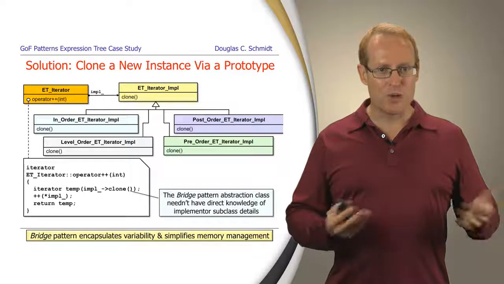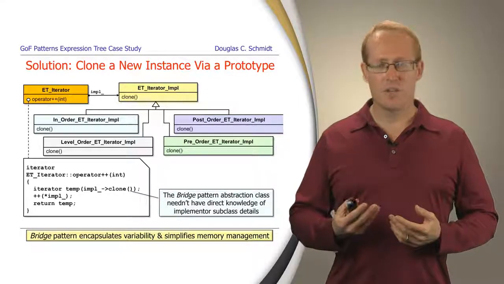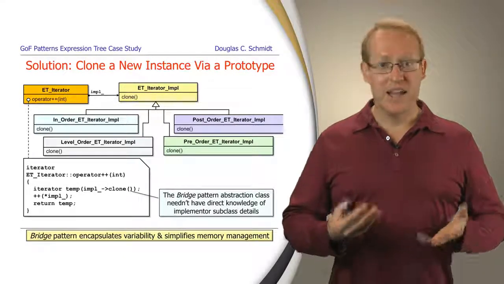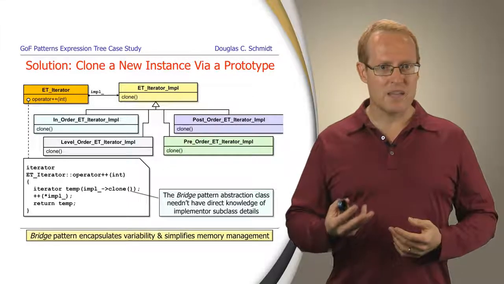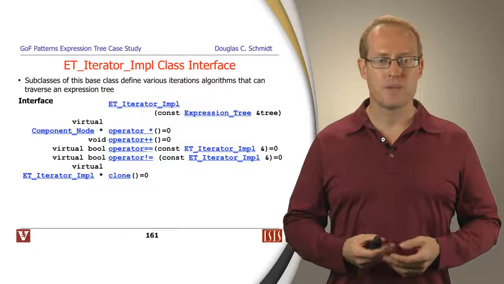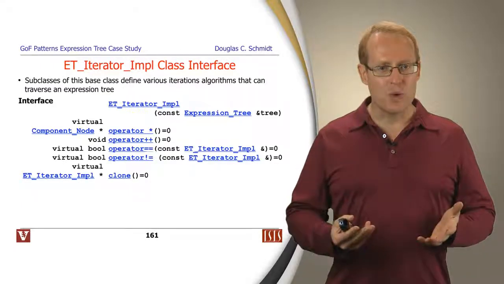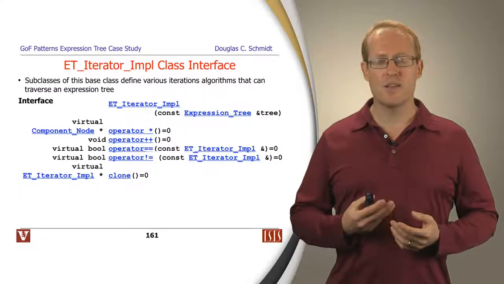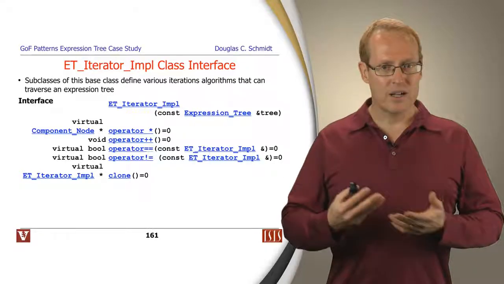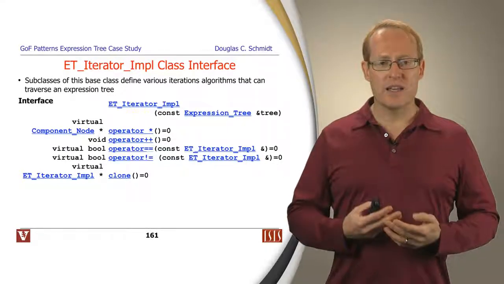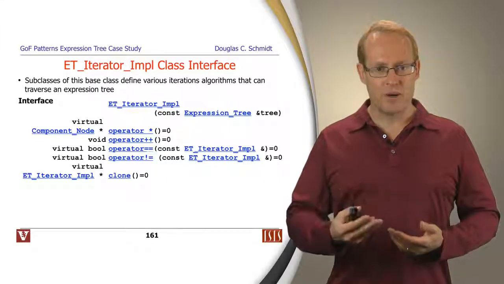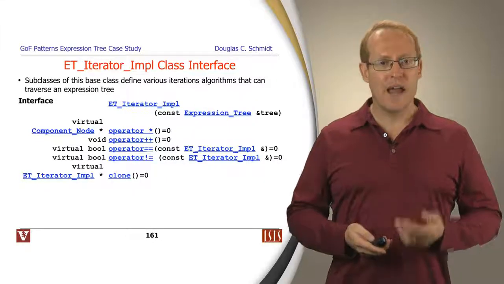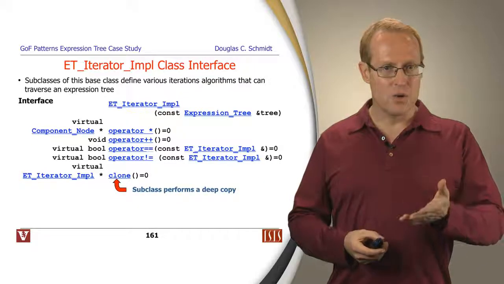As always, we use the bridge pattern to encapsulate variability, to simplify memory management, and in this case, to be able to make things work seamlessly in the context of value-based STL algorithms and containers. So the way in which this actually works, if we zoom down a little bit into the ET iterator impl class itself, we see that it has those operations for iterators like plus plus and operator dereference and so on. And then it also defines this clone hook.